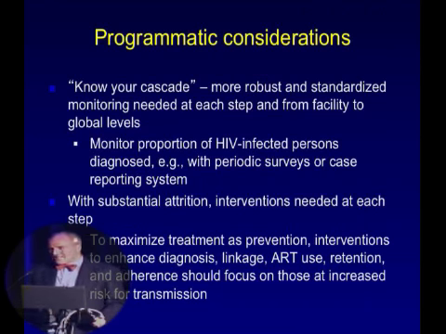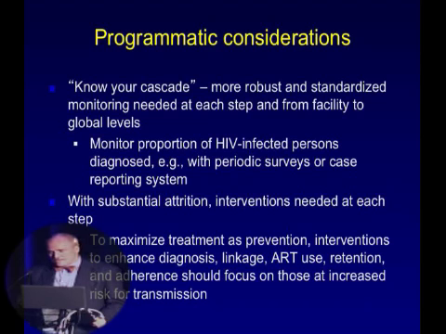In my CDC role, I can't make recommendations without a lot of clearance, but I can have a slide about programmatic considerations. I think it's helpful to say that one should know one's cascade, as we say, know your epidemic. We do need more robust and standardized monitoring at each step, from facility levels up to global levels, of where we are with our populations of people with HIV in those settings. And I think it's important to monitor the proportion of persons diagnosed and not the proportion of persons tested, which is what's currently the standard practice. That can be done with periodic surveys that include HIV testing or case reporting systems, as we use in the US, or as Vietnam is also using, among other countries.